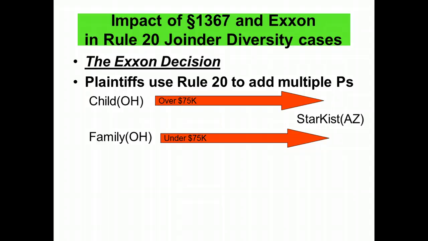In this case, what you had was a child who was pretty seriously injured on a tuna fish can. They sue StarKist Tuna for a claim in personal injury damages. The amount in controversy for the child's injuries is over $75,000. The family are claiming basically consortium claims, and their claims do not amount to greater than $75,000. So these additional members, while diverse from StarKist, do not independently have the amount in controversy met. And so the question before the court is, even though this is not listed, Rule 20 joinder of multiple plaintiffs in the 1367(b) bar, is this otherwise barred?